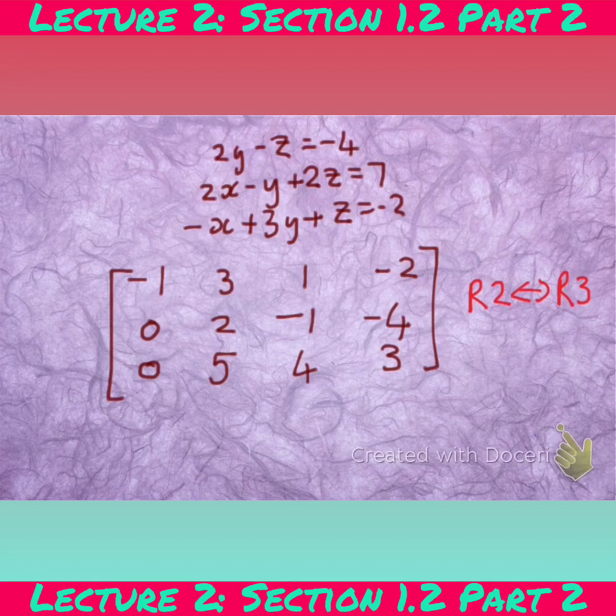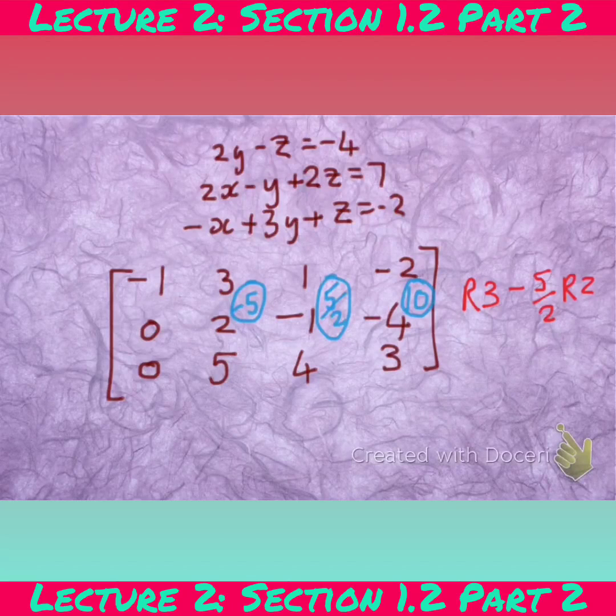So there are a variety of ways we can do that. What I'm going to do is change the third row by adding to it minus 5 over 2 times the second row. So multiplying the second row with minus 5 over 2, the first entry becomes minus 5. The second entry becomes 5 over 2. And the last entry becomes 10. Okay, and now we're going to add it to the third row.